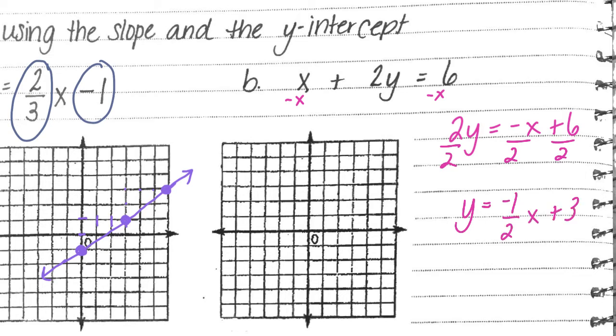So y equals mx plus b, we're going to start on the b. At a positive 3, we're going to put a dot. From here, my slope tells me negative 1, so we're going to go down 1 and over 2, down 1 and over 2, down 1 and over 2. So notice this negative line of y equals negative 1/2 x plus 3. And that is the graph of x plus 2y equals 6. We just solved for y to get there.